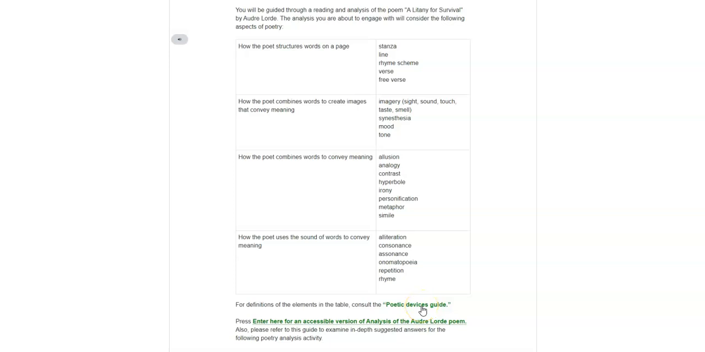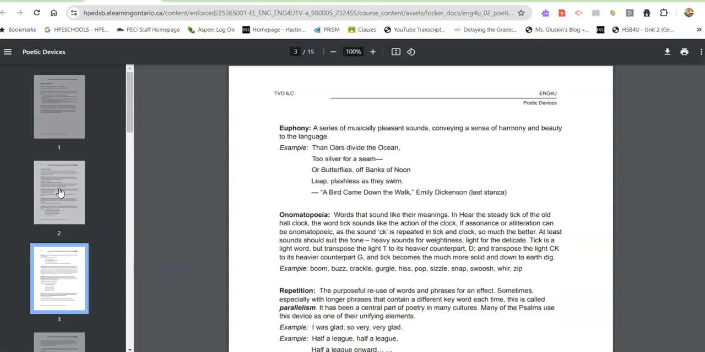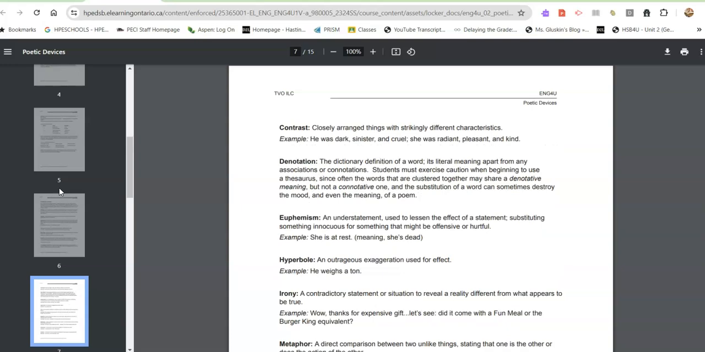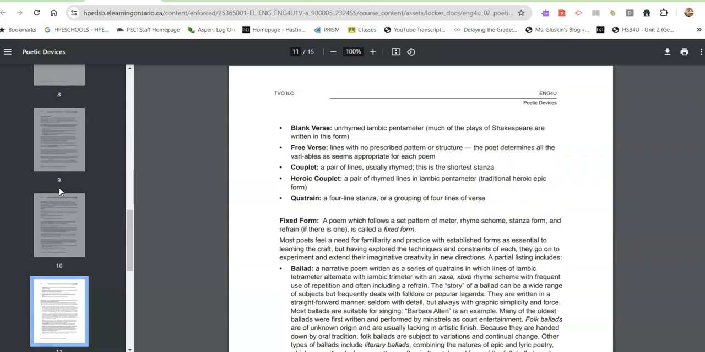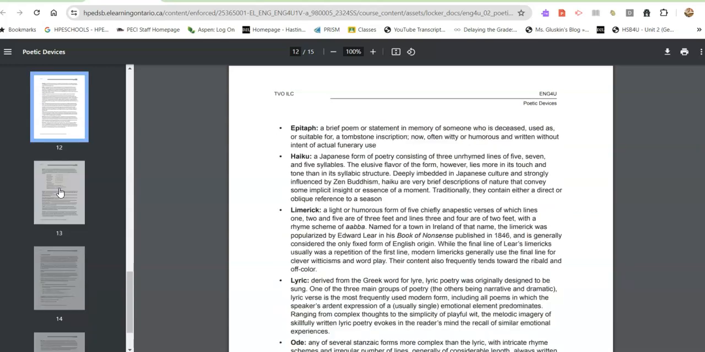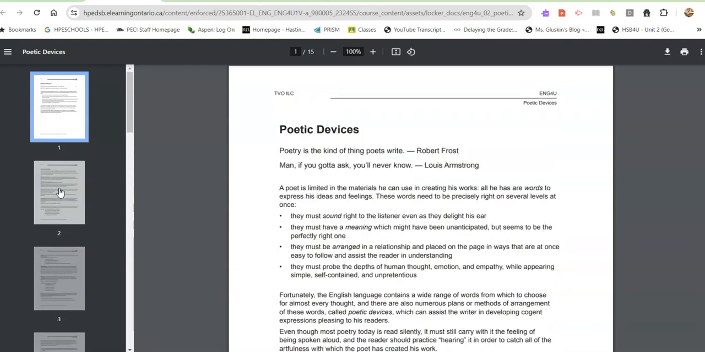Poetic devices. Right down below here is a PDF guide, and it's quite a few pages long, but it outlines in alphabetical order all the different devices, what their meaning is, and even gives an example. This can be a great resource to go through. I would highly recommend looking through and seeing which ones you do know, and then reviewing the ones you don't know, so that when you're asked to identify those within a poem, you are in fact able to do that.